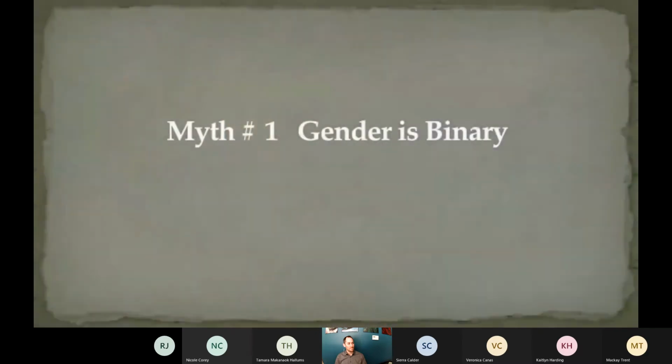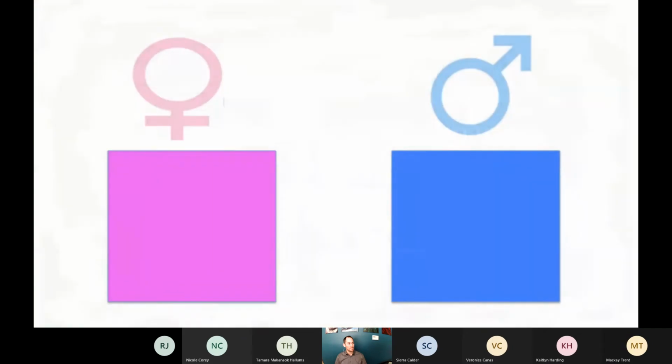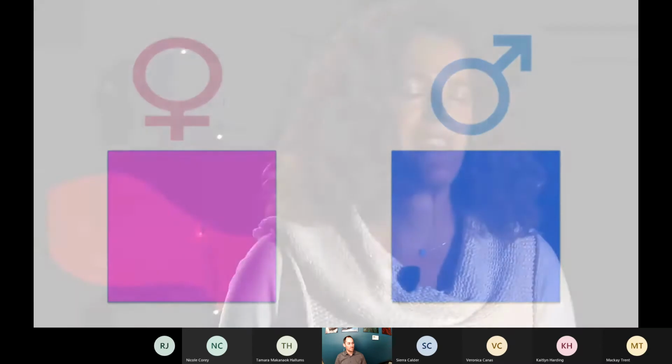There are many myths and assumptions out there about gender, and they don't only hurt kids like Mandy, they hurt us all. So tonight, I want to look at two main ones. The first myth is that gender is binary. What that means is we have two choices. We can either be masculine and male or feminine and female, nothing in between and nothing beyond.